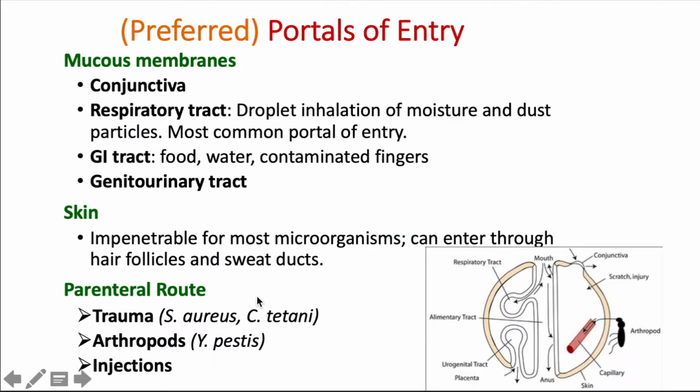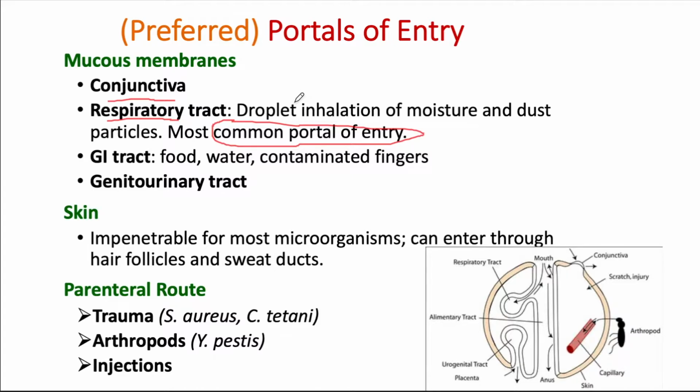For the portals of entry, different microorganisms have different preferences in terms of which parts of the host body they prefer entering. Some prefer the mucous membranes, and you find mucous membranes in the conjunctiva of the eye and the respiratory tract, which is the most common portal of entry, mainly through droplets, inhalation, or airborne pathogens being inhaled. Then there's the GI tract, through food and water, contaminated fingers, fecal-oral transmission, and then the genitourinary tract through sexual contact.